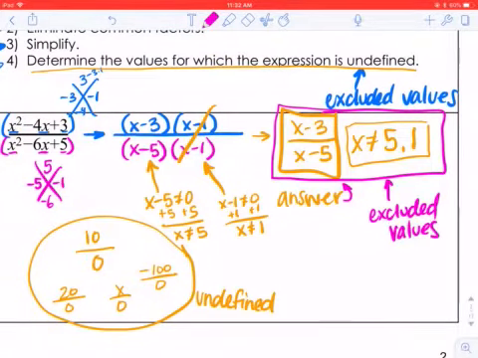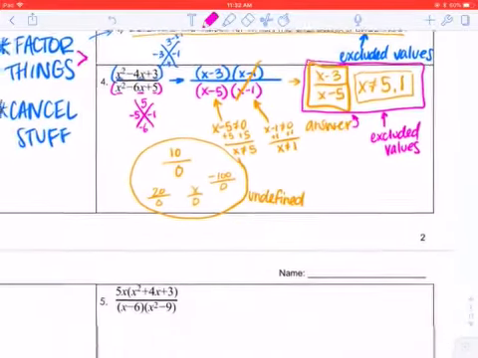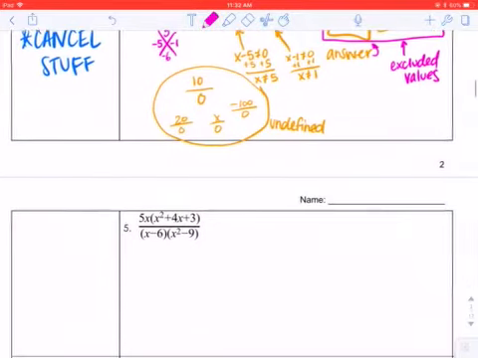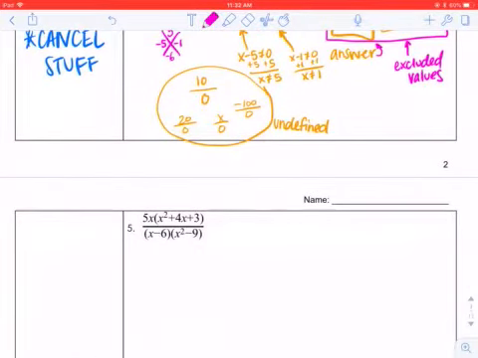Okay, so let's try another one. That was number 4. Number 5 is below. Yep, it's right there.